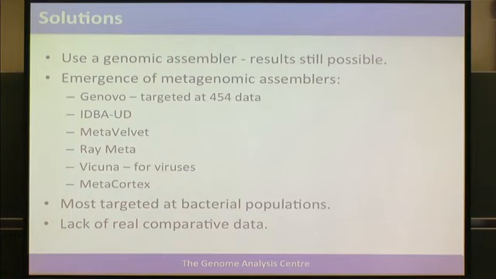Vicuna is an assembler specifically targeted at virus populations. But generally a lot of these assemblers are tested or developed with bacterial populations in mind, and most of what we've been doing has been to do with viral populations. There's also a lack of real comparative data between the assemblers, and it's perhaps hard to know the strengths and weaknesses of the different assemblers. They tend to compare themselves in the publications with the genomic assemblers and less with each other.